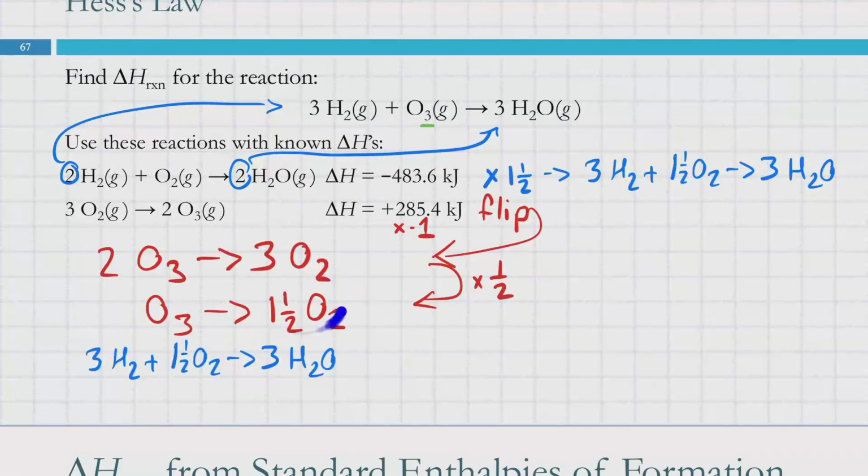So hopefully we can see the 1.5 O2 on the right side, the 1.5 O2 on the left side. Those will cancel out. We'll be left with 3H2 plus O3 goes to 3H2O, and that's the reaction that we wanted. Then we have to do our transformations for our delta H values to calculate what this final H value is going to be.